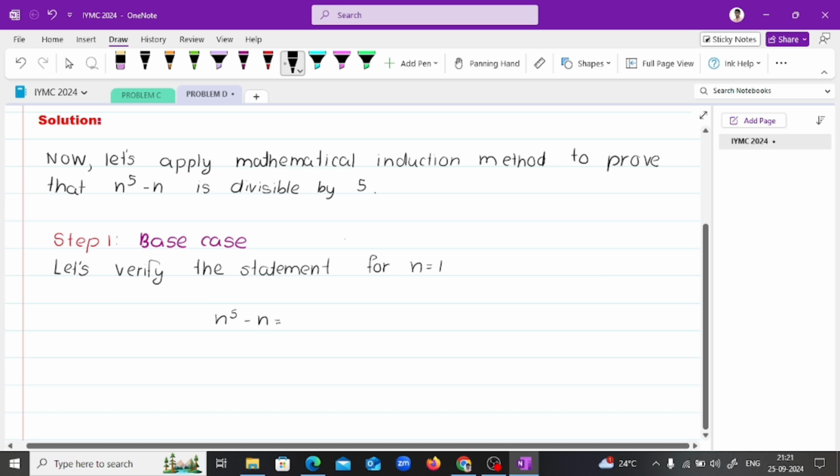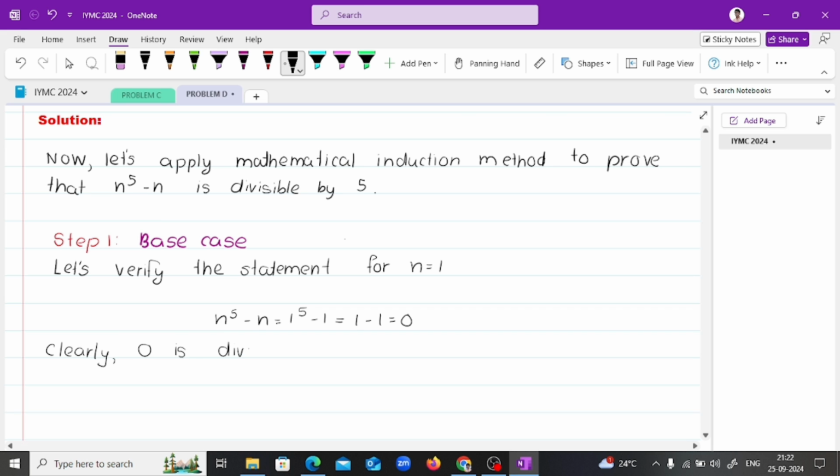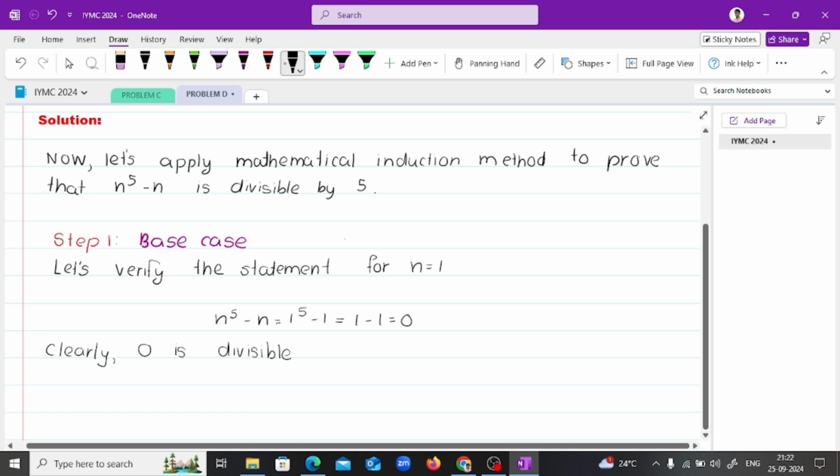Okay, so n raised to 5 minus n. If I substitute n equal to 1, it becomes 1 raised to 5 minus 1, and we know that any power of 1 is 1, so 1 minus 1 is equal to 0, and clearly 0 is divisible by 5. That is, we can express 0 as a multiple of any number, so 5 times 0, and hence the base case holds.